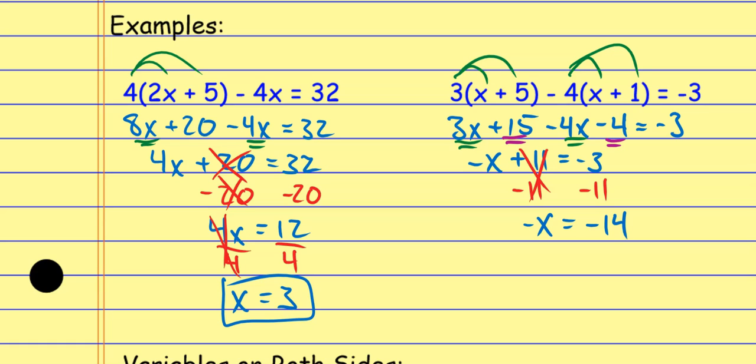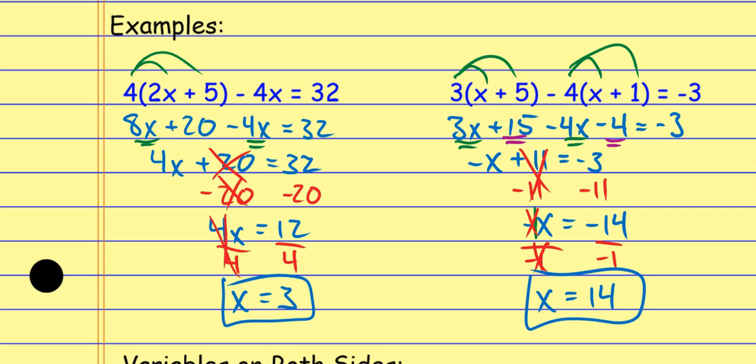And now this is a multiplication question, really. There's a 1 out front. We didn't write the 1 before, but it's a negative 1x. So to undo multiplying by negative 1, I have to divide each side by negative 1. And of course, the multiplication and division cancel each other out. Over here, I get a positive 14. Okay, so simplify and then solve.